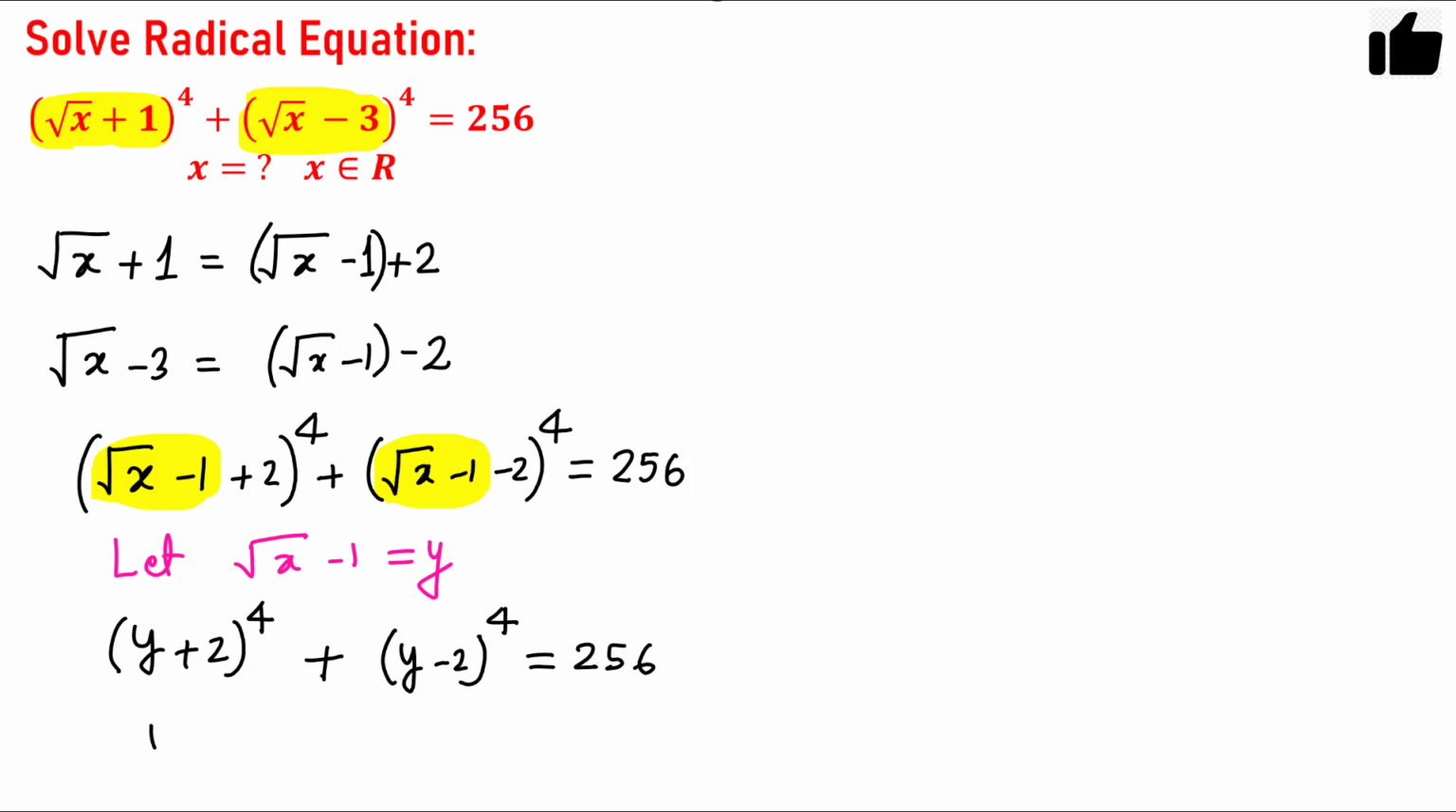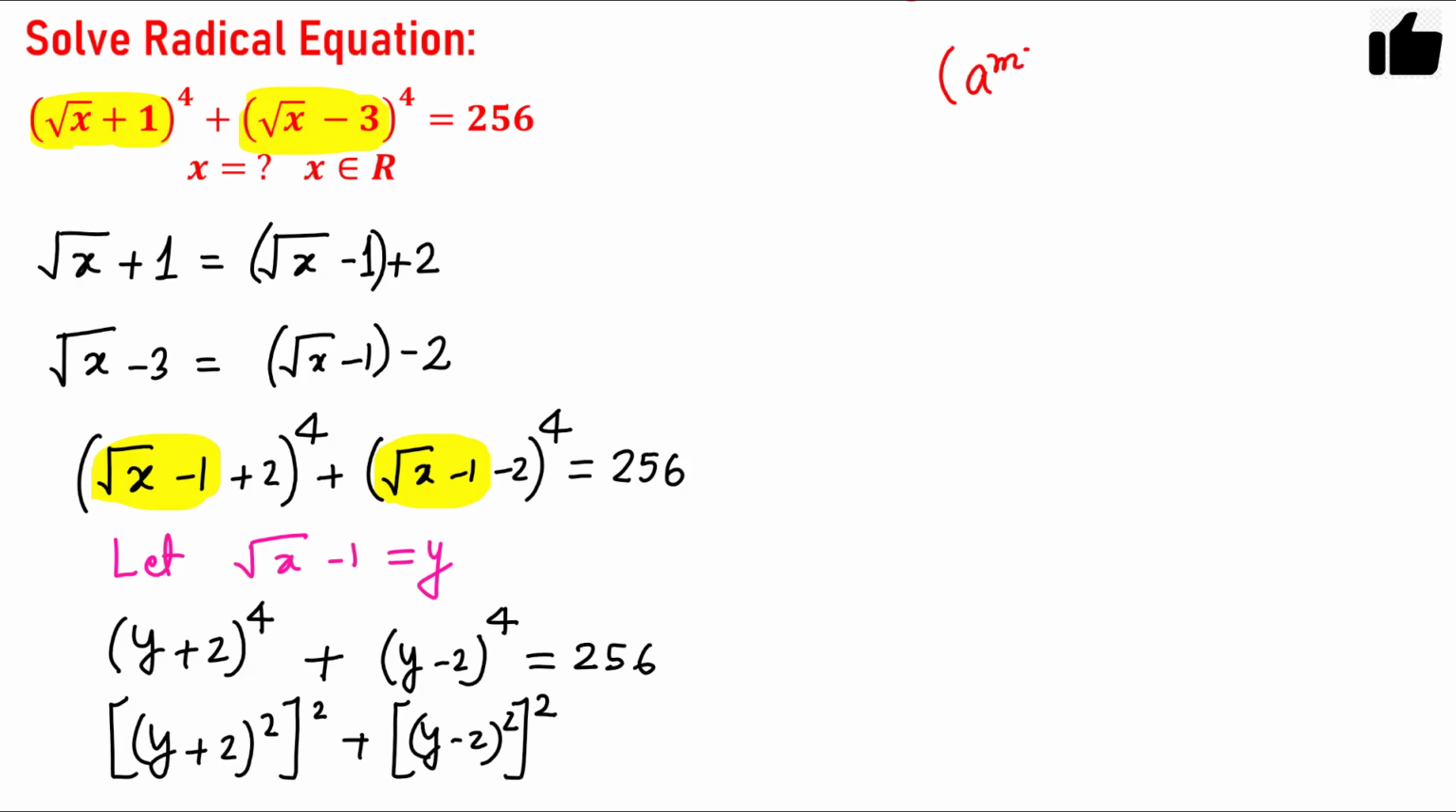Now this power 4 can also be written as (y plus 2) raised to the power 2, raised to the power 2, and this is (y minus 2) raised to the power 2, raised to the power 2. So I am using the rules of power. If you remember, a raised to the power m, raised to the power n, can be written as a raised to the power m times n. So this is equal to 256.